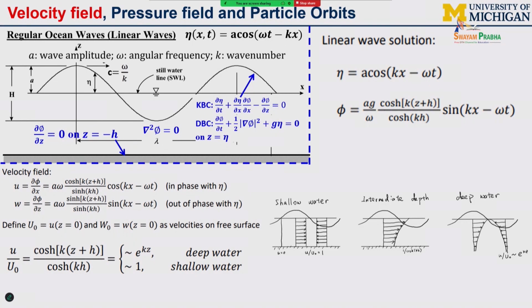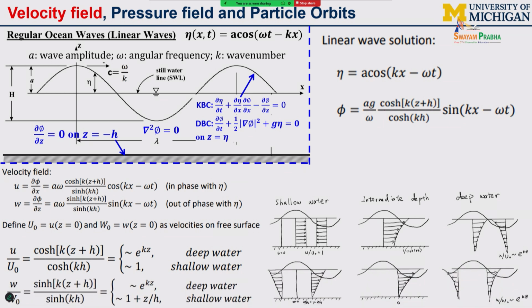Okay, so let us resume the discussion. We already have the velocity field and horizontal velocity, and how quickly it decreases, right? For shallow water, the horizontal velocity doesn't decrease the same way as the vertical velocity, and for shallow water it decreases linearly, and for deep water exponentially. Okay, let me say it that way.